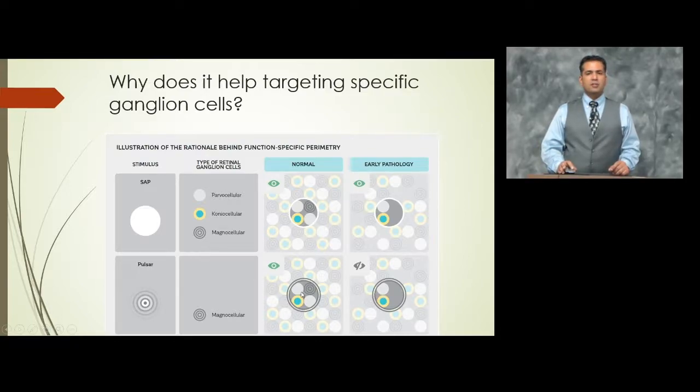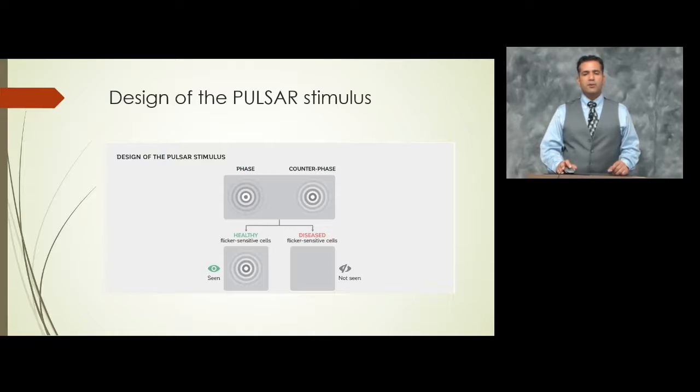Let's look at pulsar perimetry stimuli. The pulsar perimetry stimulus is a ring-shaped pattern, black and white rings that are undergoing counterphase flicker, meaning the white ring becomes black and the black ring becomes white. When such a counterphase flicker is occurring, the healthy eye would see a pattern like a ripple. The patient that has early disease may not detect this stimulus.